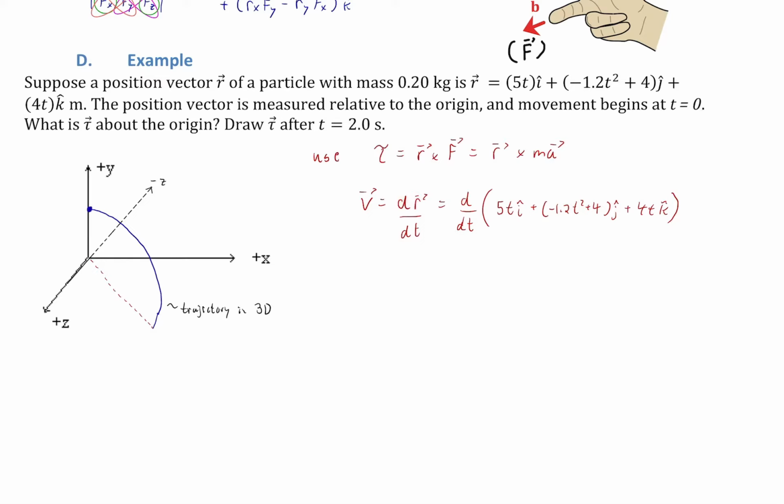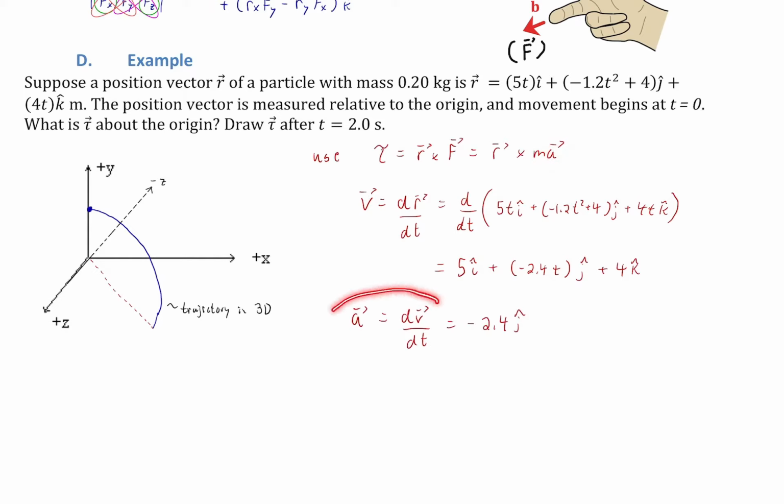All I do here is take d over dt, the derivative operator, of this time-dependent position function. Pretty straightforward because it's a polynomial. So my 5t just becomes 5. Over here, my negative 1.2t squared plus 4 just becomes negative 2.4t, because the derivative of a constant is 0. And over here, my 4t just becomes 4. And we need to do it one more time to get acceleration.